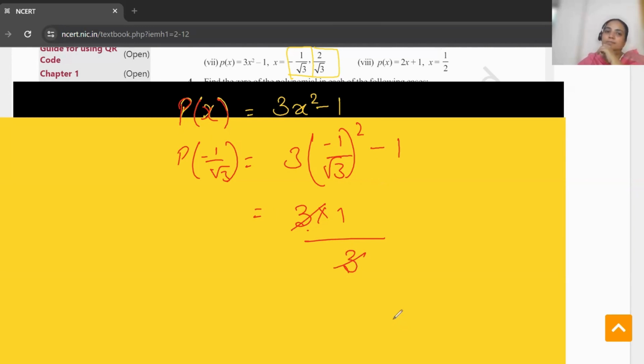Right or not? So minus 1. So now 1 minus 1 is 0. This way is why we are getting this as a 0.